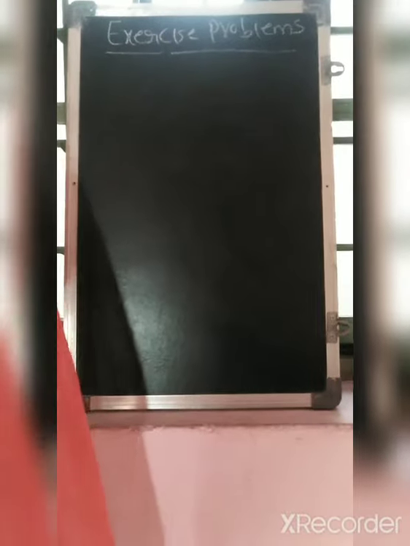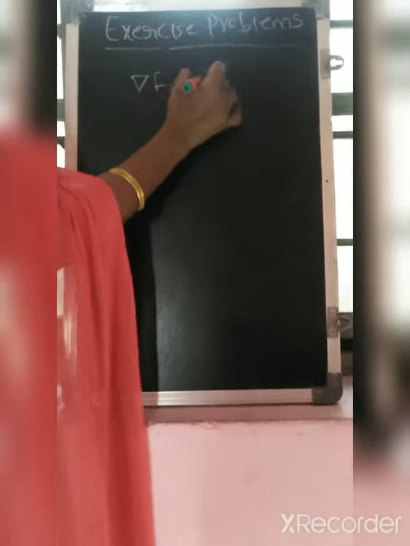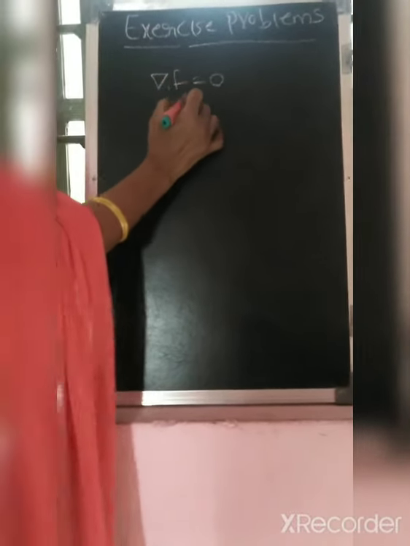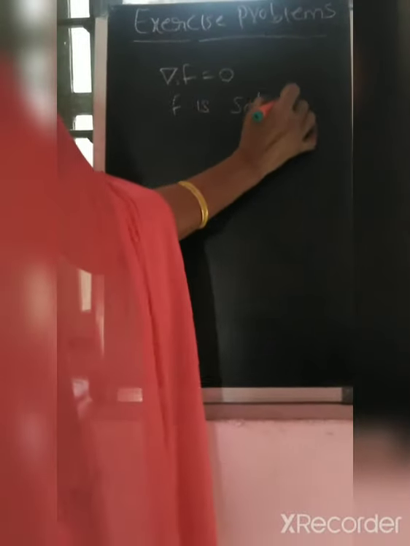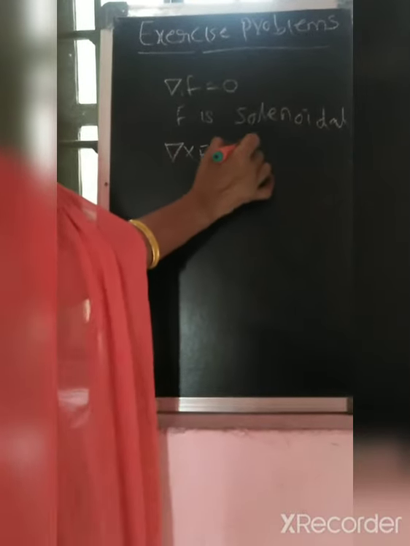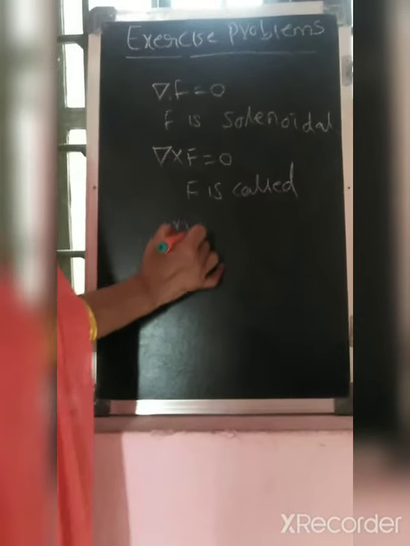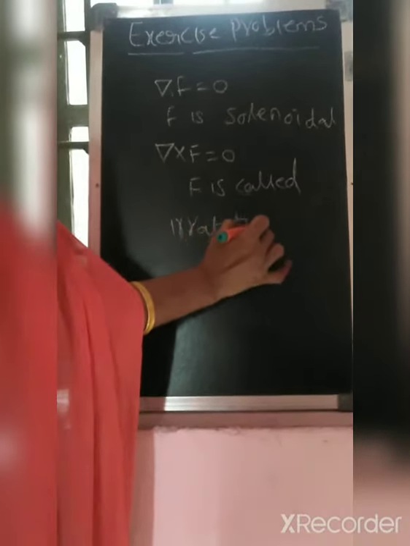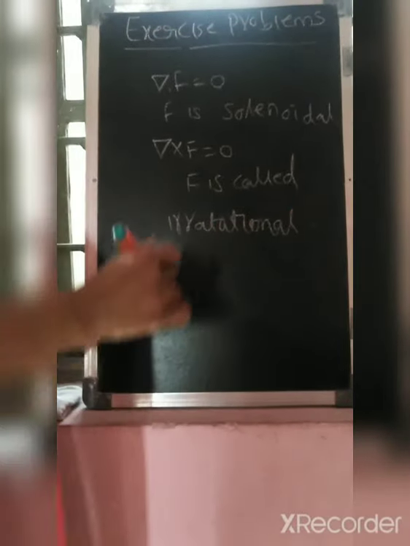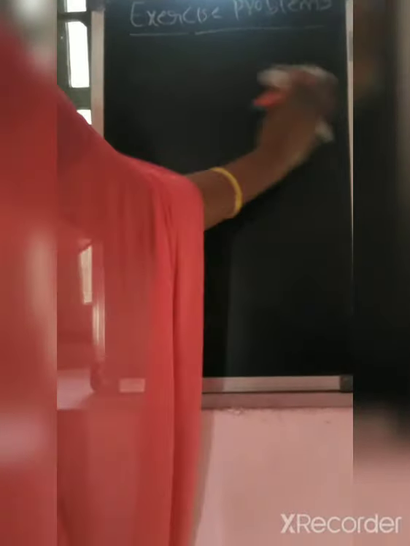So in yesterday's class, what do you mean by solenoidal? Solenoidal means that del dot f is equal to 0. Here f is called solenoidal. Similarly, del cross f equal to 0, here f is called irrotational. So del cross f, that is curl f equal to 0, is irrotational. Now we can see one problem.